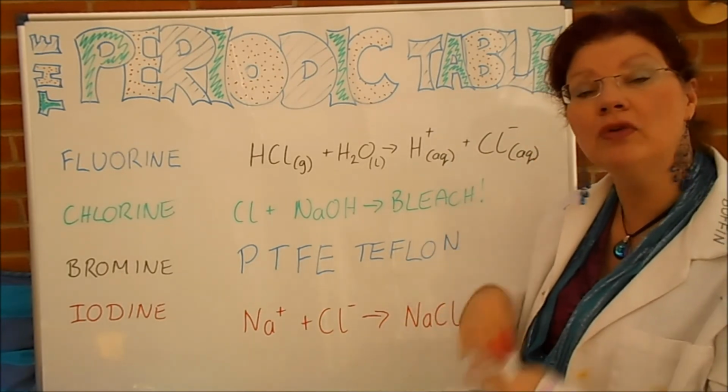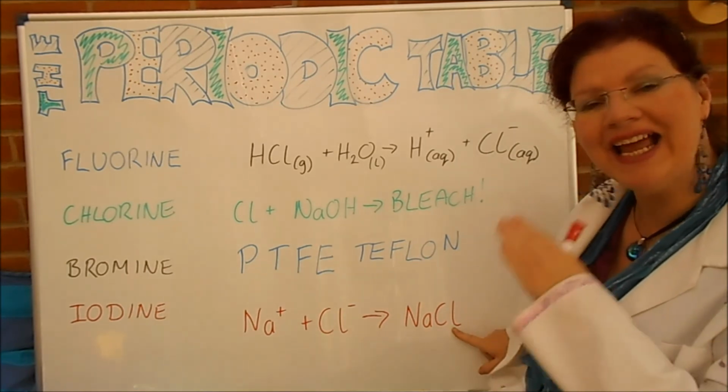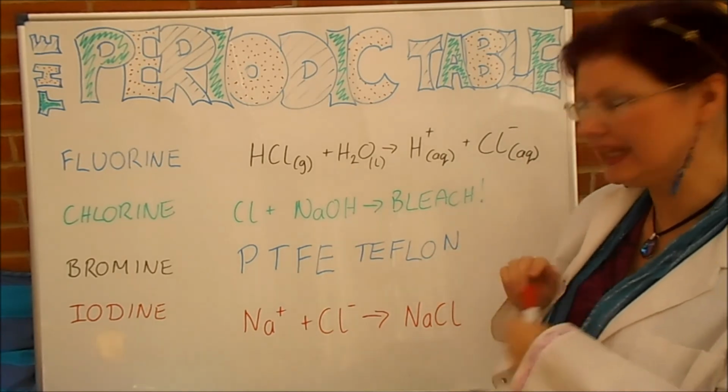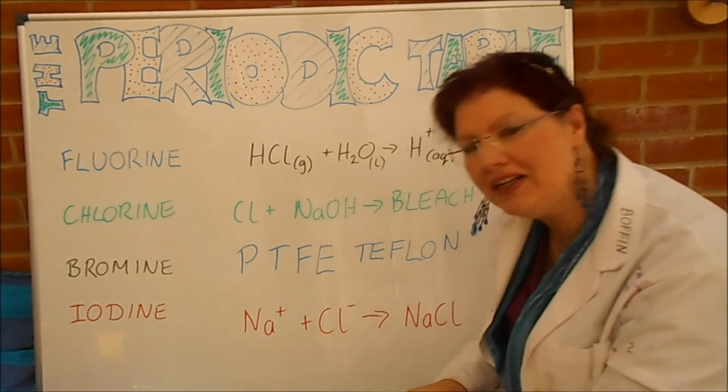And another name for the salts is the metal halides. That's a metal, sodium's a metal, and that's a halogen. So the metal halides are the product of the reaction of a metal and a halogen. Metal halides, salts. Right, that's it, I think, for the halogens for the moment.